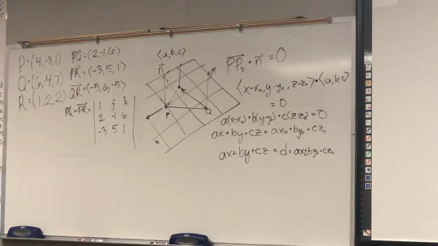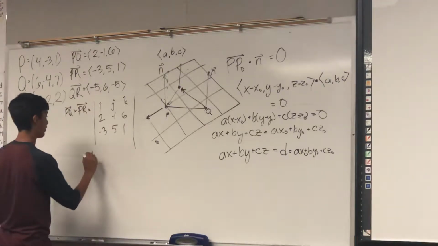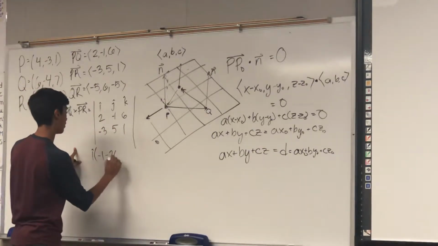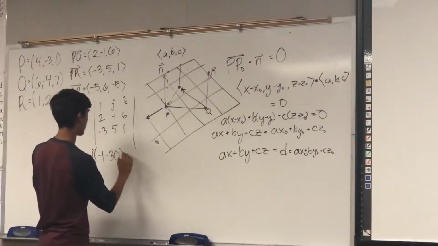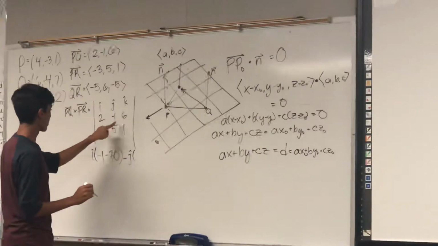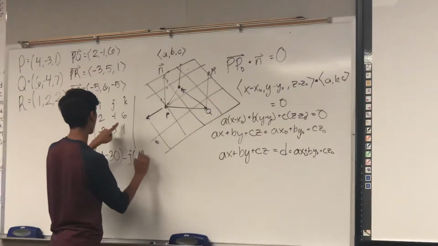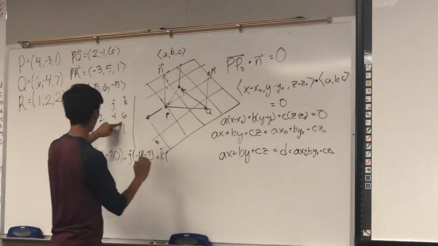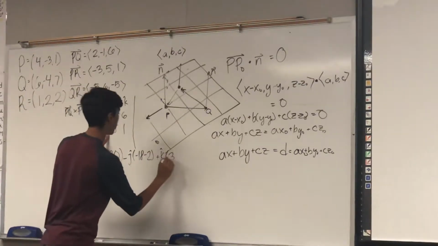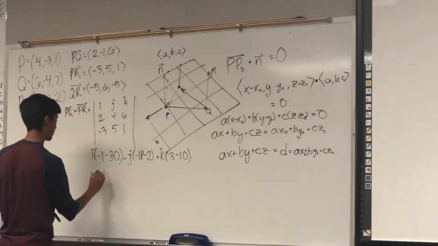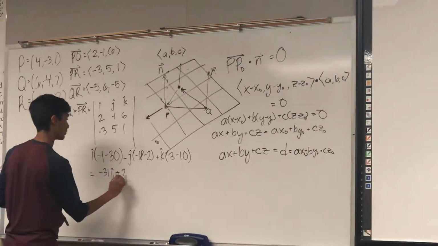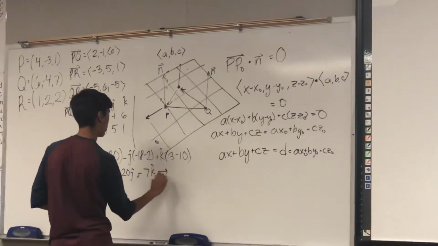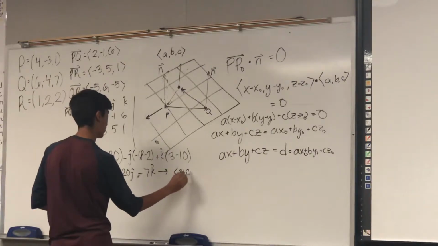Okay. And so to find the determinant of that, we would do i hat times negative 1 times 1, which is negative 1, minus 6 times 5, my mistake. Minus j hat of 6 times negative 3, which is negative 18, minus 2 times 1, minus 2, and then plus k hat of negative 1 times negative 3, 3 minus 10. And so that's equal to negative 31i plus 20j minus 7k. Or you can write that as negative 31, 20, negative 7.